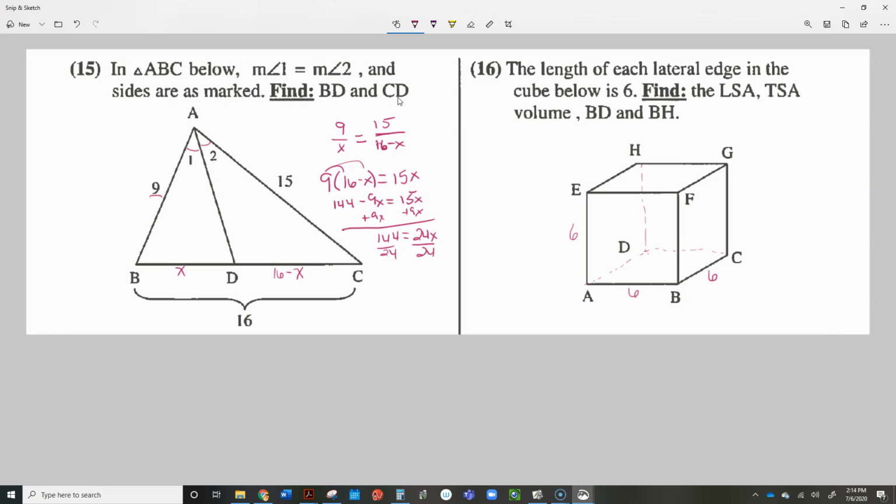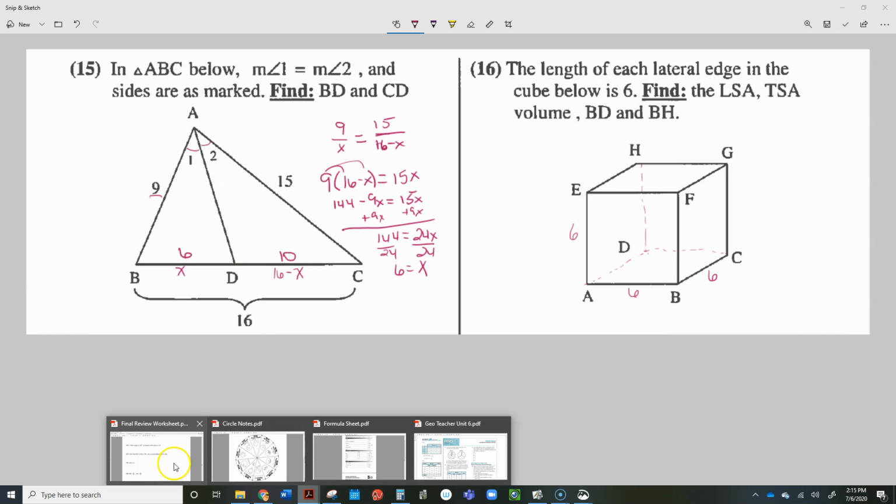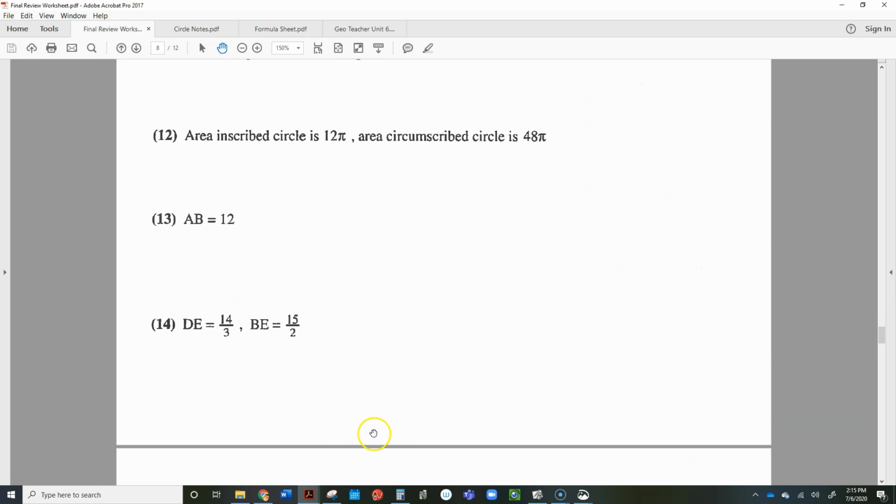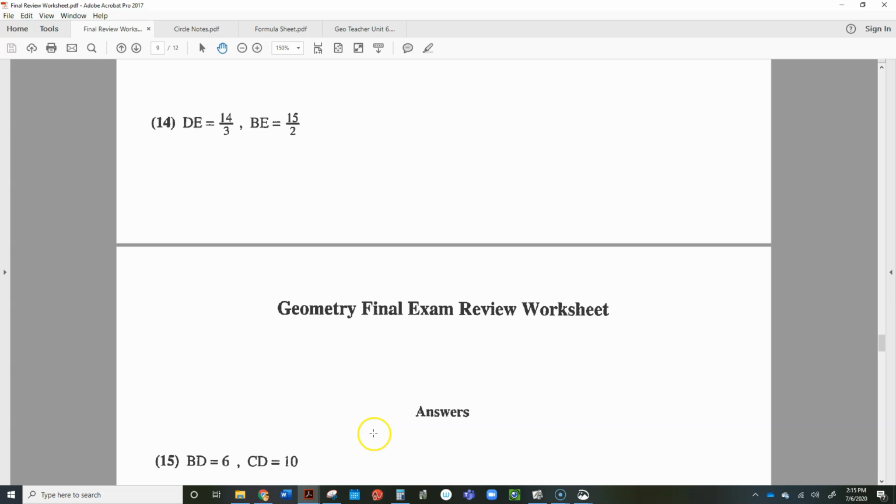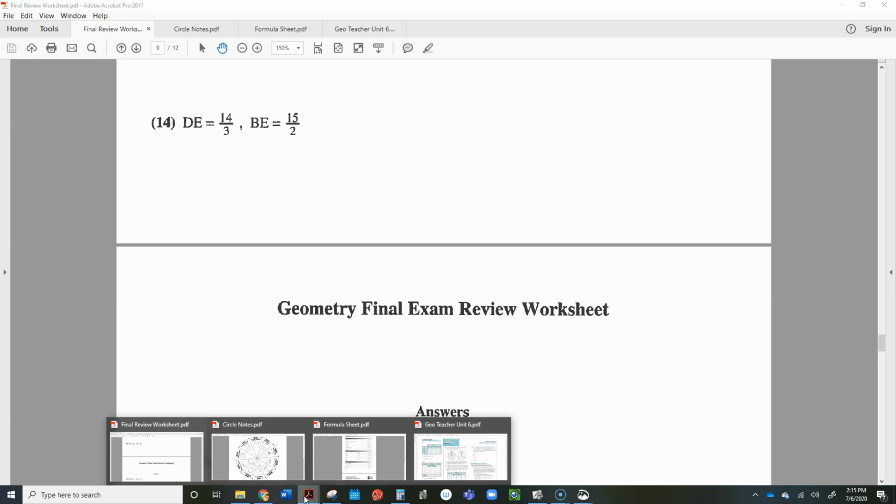And you get 6. So remember, I just found out this piece was 6, so that means this piece over here is 10, because the whole thing is 16. So BD is 6 and CD is 10. So we found those two measurements. Let's check the answer real quick. Number 15, 6 and 10. All right.